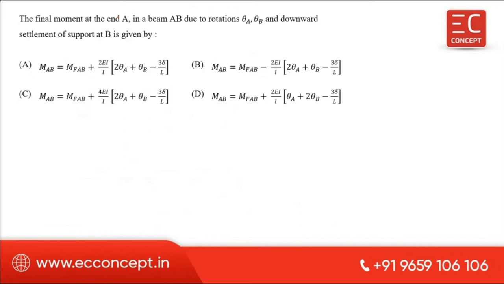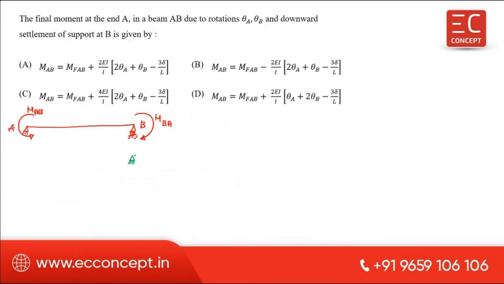The final moment at end A in a beam AB due to rotations theta A, theta B and a downward settlement at support B is given by. You know, for example, there was a span, this is the beam. This point is A, this point is B, and there was a moment here, and here also another moment. For example, this is MAB, this is MBA, and there was a sinking of the support also, by an amount of delta, for example, it sinks down.